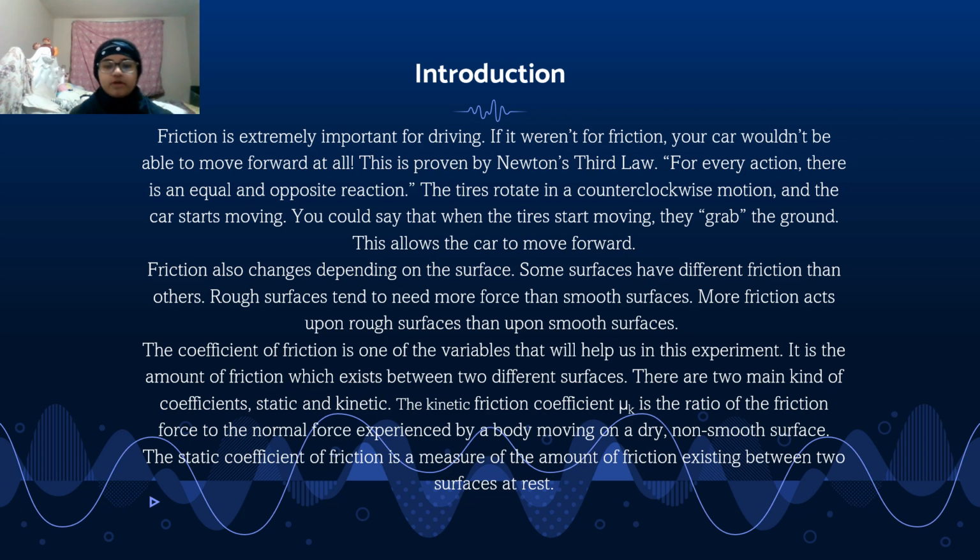Something else that I wanted to measure was the coefficient of friction, which was one of the things needed for this experiment. The coefficient of friction is the amount of friction between two certain surfaces. There are two main kinds of coefficients, static and kinetic. Kinetic friction is the ratio of the friction force to the normal force experienced by a body moving on a dry, non-smooth surface. The static coefficient of friction is the measure of the amount of friction existing between two surfaces which are at rest. Basically, in order to move, you would need to beat the static friction. And that's what I chose to measure for this experiment for the coefficients.